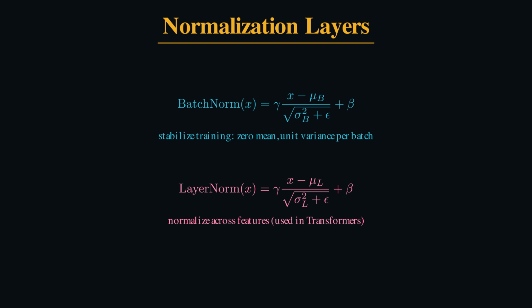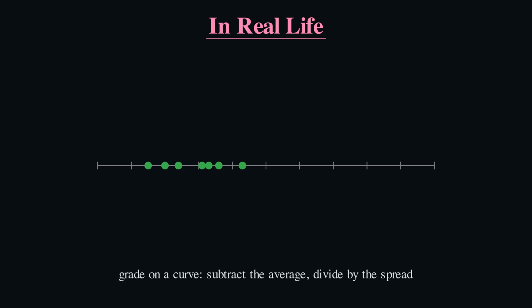Transformers use LayerNorm because it works with variable batch sizes. Both subtract the mean, divide by standard deviation, then scale and shift. That is what keeps gradients healthy during training. It is like grading an exam on a curve. Subtract the class average, divide by how spread out the scores are, and suddenly every test is on the same scale. Normalization does exactly that to the numbers inside a network.